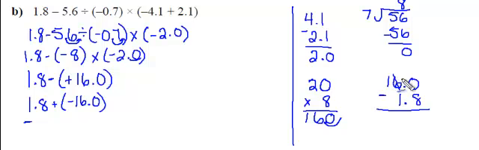We have to borrow, so we'll borrow from here, making that 10. 10 minus 2 is 8. Carry that decimal down. 5 minus 1 is 4, and 1 minus 0 is 1. Final answer is negative 14.0.